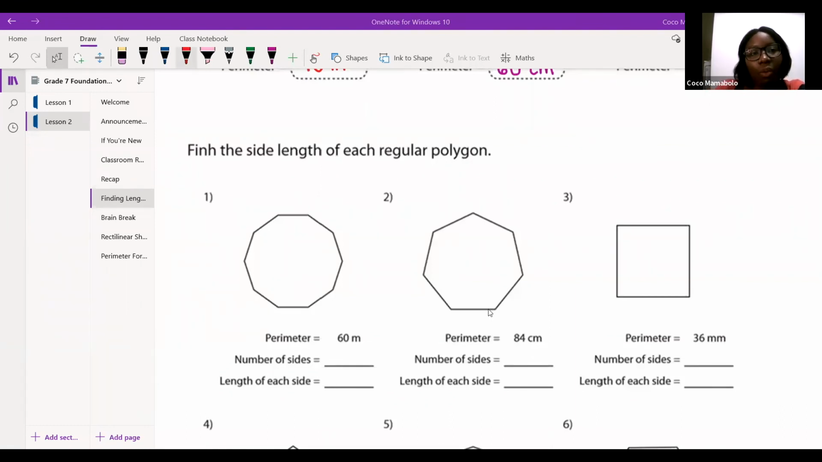Okay, now what I've given you is the therefore. I've given you, therefore, P is equal to 60 meters, right? And I want to know the length of each side. How do you guys think we can calculate for that? Yes, Roland, what do you think we can do?